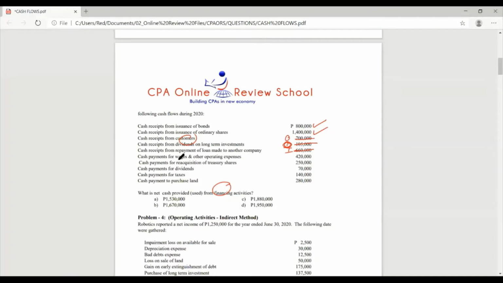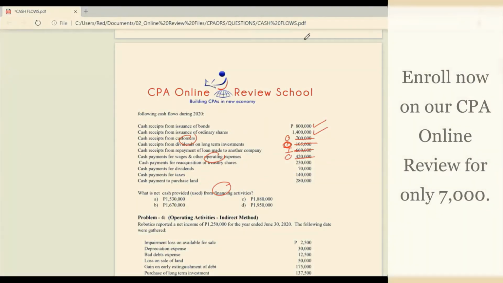Ayan. So next, cash payment for wages and other operating. So sinabihan ka ng operating, so disregard operating activities. Next, cash payment for reacquisition of treasury shares. So alam naman natin yung mga treasury shares, di ba? Nag-acquire daw tayo ng treasury shares. So in-acquire ulit natin. So therefore, pasok to under equity. So therefore, kasama siya sa computation. Next, cash payment for dividends. So cash payment for dividends natin, dividends paid. Therefore, financing activities. Next, cash payment for taxes. Taxes are operating activities, therefore operating ito.